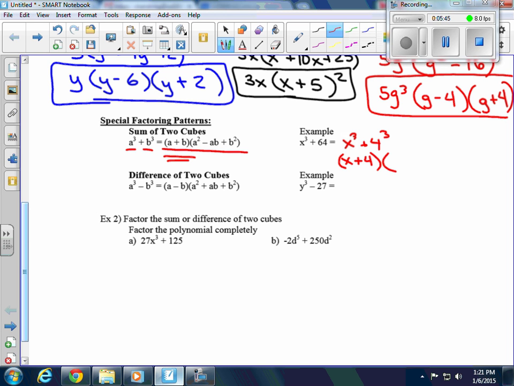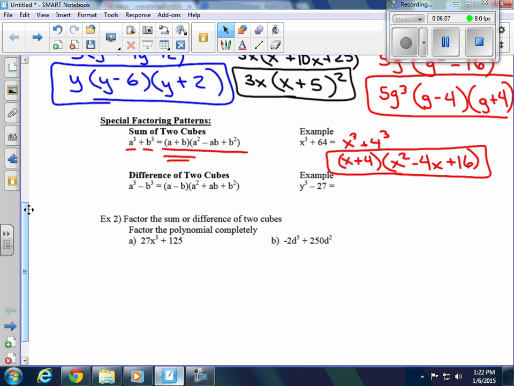And then a squared, so you're going to square the first term, which is x squared. Multiply the two together, that's 4x. And it's going to be negative, so it's negative 4x. And then square the last term. Well, that's 4, so 4 squared is 16. And so here is your answer for that part.